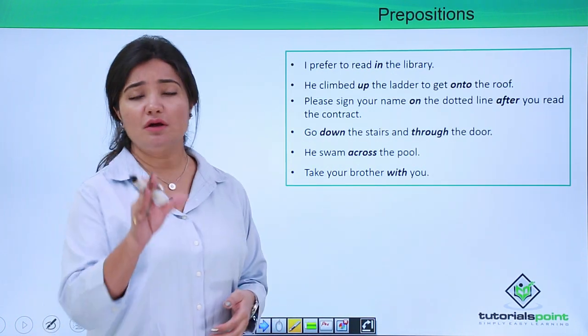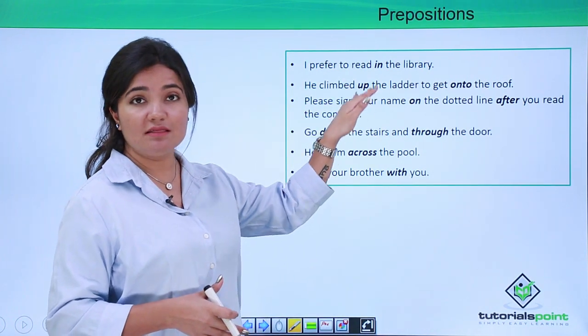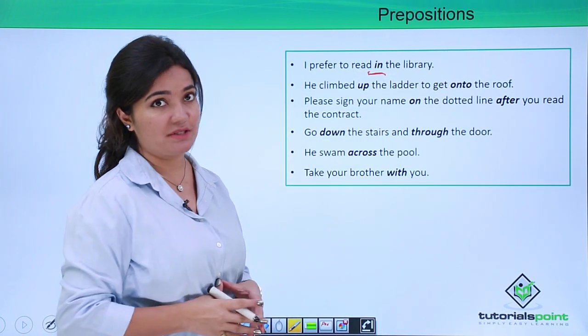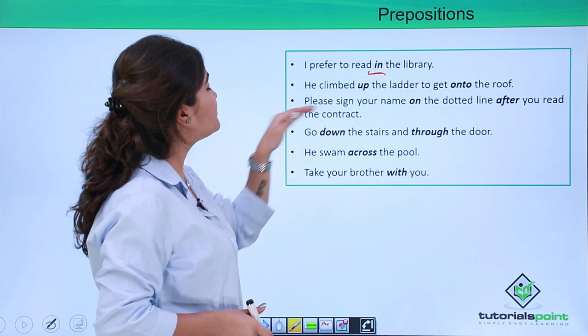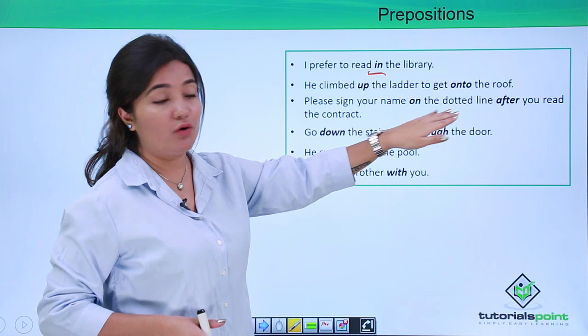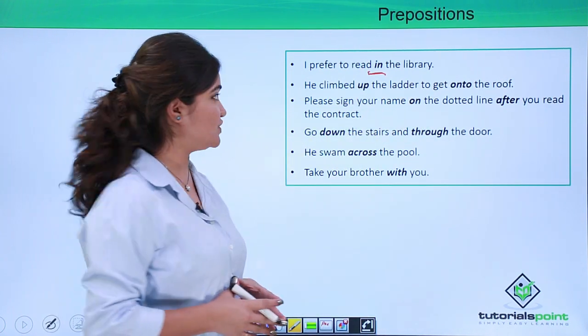Okay. So here are a few examples, right? I prefer to read in the library. Here the word in is acting as a preposition because it's gluing together the two parts of the sentence. He climbed up the ladder to get onto the floor. So up and onto here again are doing the work of prepositions.